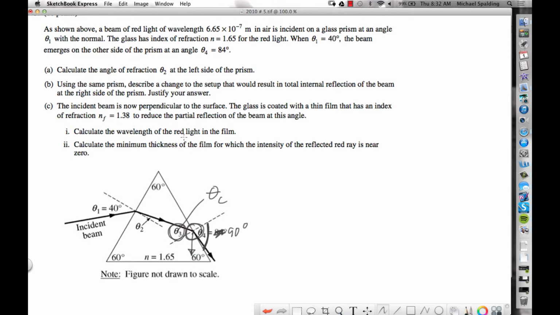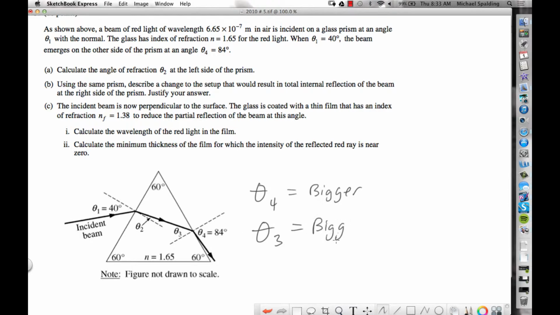So what would that require? To have that happen, what would need to occur? Well, what would have to happen to theta 4? Theta 4 would have to get bigger, right? Because it's got to go to 90 to lose the refraction. So theta 4 has got to get bigger. To make theta 4 bigger, what needs to happen to theta 3? How do we make theta 4 bigger? By making theta 3 bigger, right?